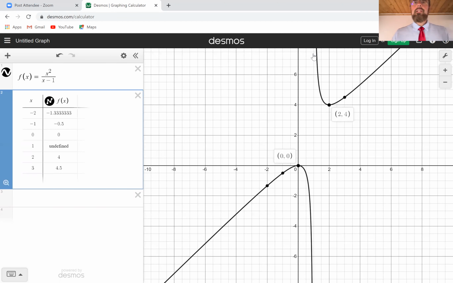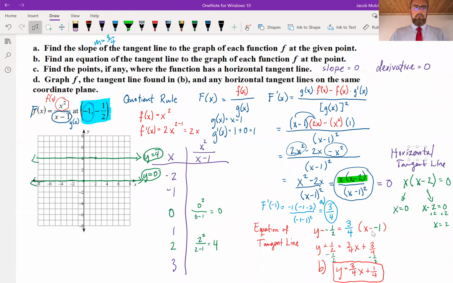So I've recorded that table. Let's go back to our note screen to finalize that graph of the original. I'll just fill in the table right away. So -2 was -1.3 repeating. -1 was -0.5. 1 was undefined, which again we can interpret as the vertical asymptote. And then at 3 we had the value of 4.5.